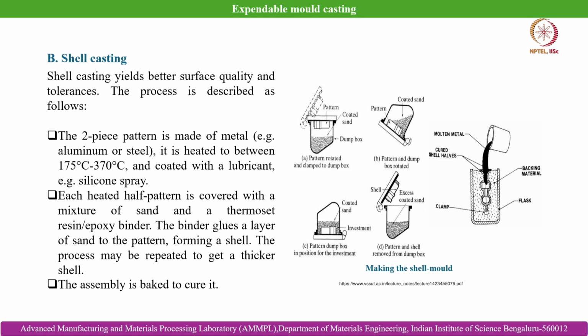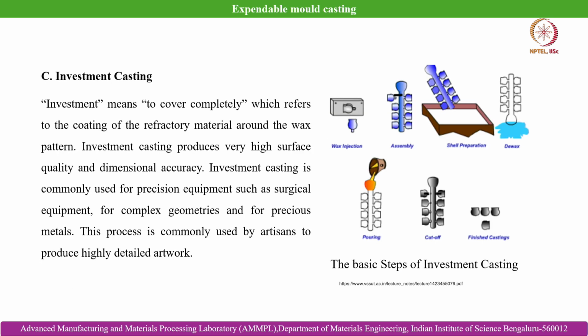Here you can see in the schematic the pattern, the shell, and the dump box. Each heated half pattern is covered with a mixture of sand and a thermoset resin or epoxy binder. The binder glues a layer of sand to the pattern, forming a shell. The process may be repeated to get a thicker shell. The assembly is baked to cure it, and then we use that shell to develop the cast part. So, this is how we do shell casting.